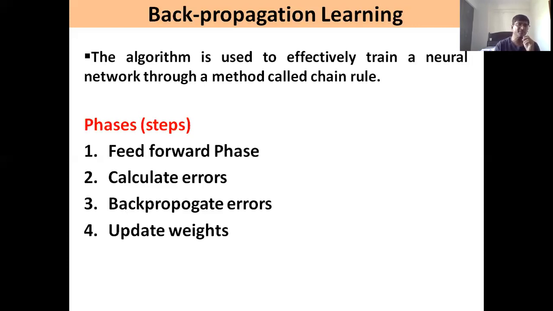And these four steps are actually done in a repeated manner till the difference between the calculated output and the target is minimized to a given range, or till the network converges. That is when there is no more error between the calculated output and the target outputs. So this is the general method of backpropagation learning. We will do one example in order to understand all the phases of backpropagation, right?